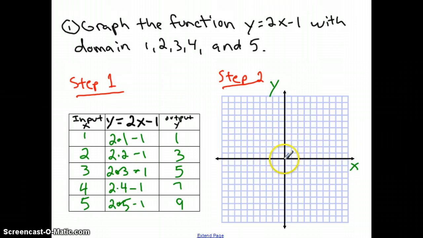We always start at the origin here. When x is 1, we move over 1, y is 1, move up 1, and put a point there. The next one, starting at the origin, we're going to go over 2, up 3. The next point, we start at the origin, go over 3, up 5. Start at the origin, over 4, up 7. And starting at the origin, over 5, up 9.